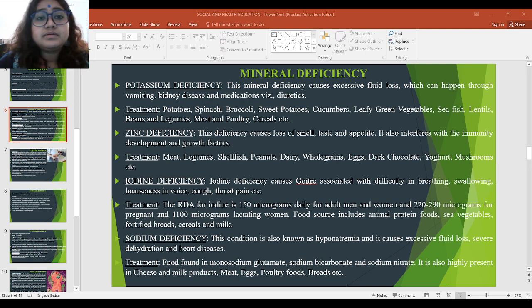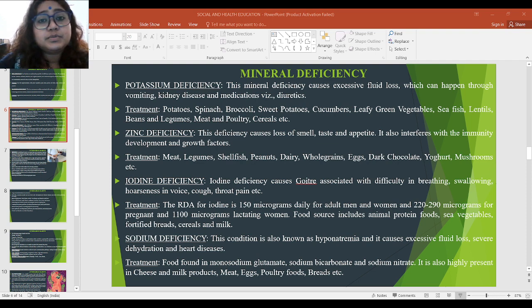Along with that, some other associated symptoms will be breathing problems, swallowing problems, and there will be cough, hoarseness of the voice, sore throat, throat pains, etc. So the RDA, which is the recommended dietary allowance to be taken for men, is around 150 micrograms for iodine.